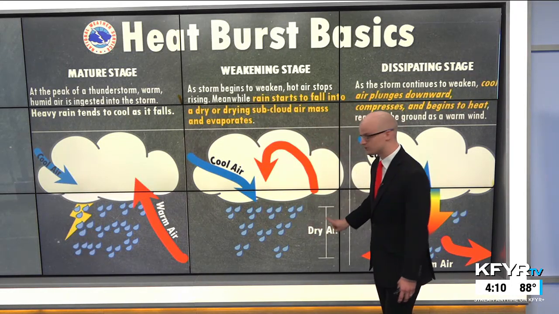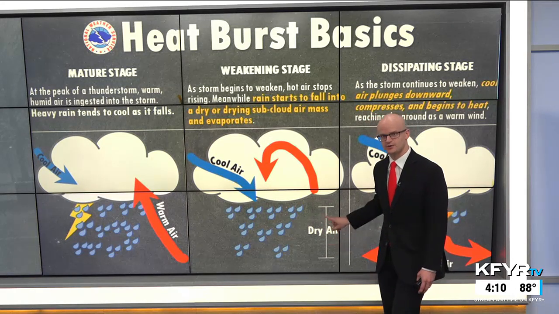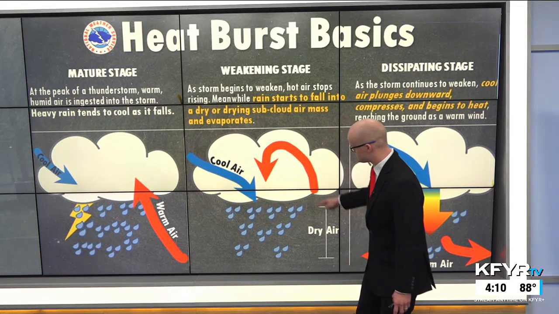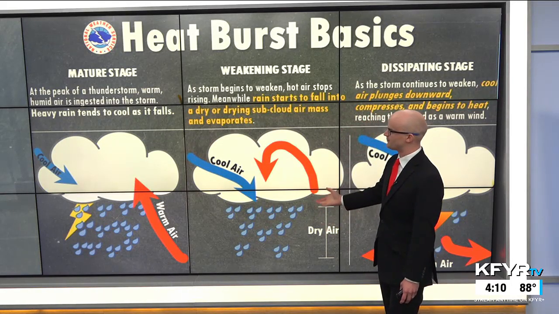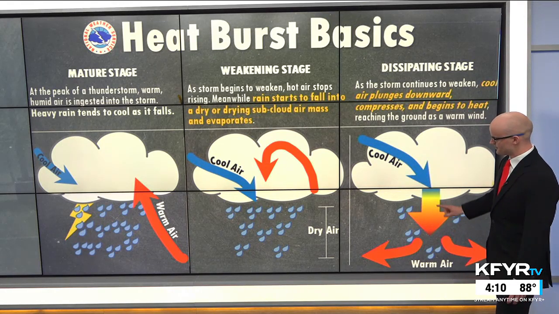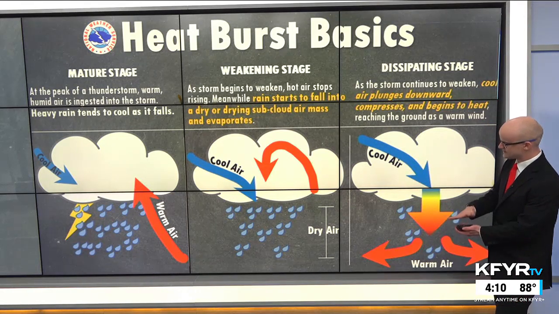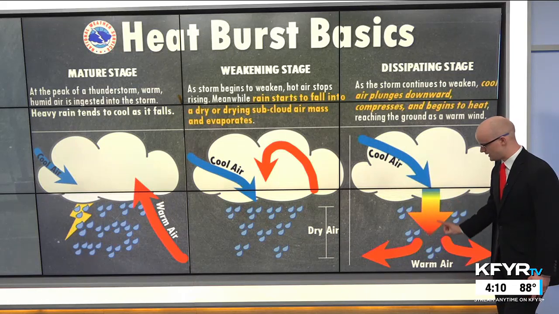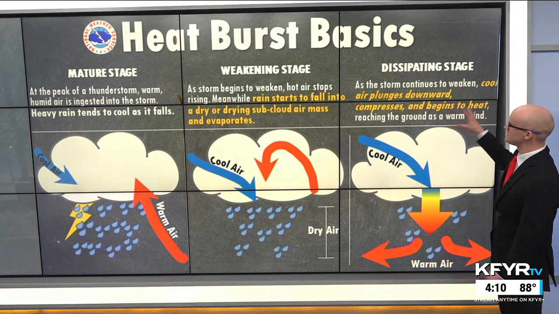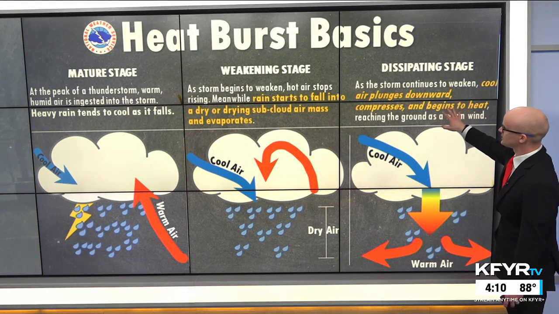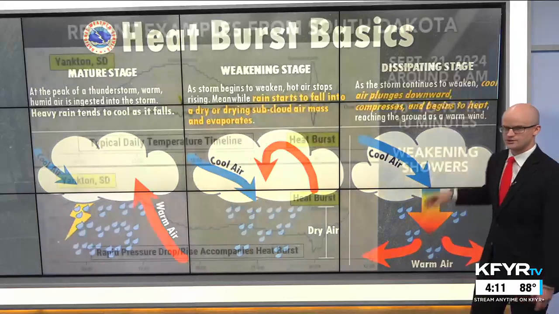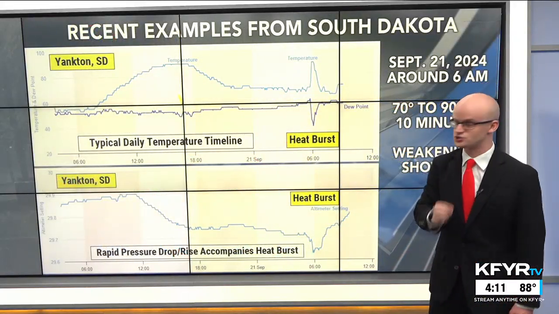But remember, for a heat burst to occur, we need dry air in place underneath our thunderstorm cloud. So as that rain comes into the dry air, all of it just evaporates. And that causes the air to warm eventually, and then for that air to be compressed as it gets closer to the ground, leading to a gust of warm and dry air near the surface. So as the storm continues to weaken, that cool air plunges downward, but it compresses, that warms the air, allowing it to heat up, and that reaches the ground as a warm and sometimes very strong wind.